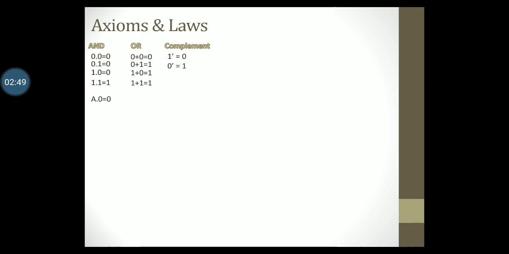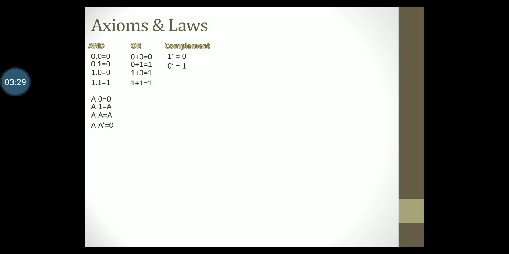The AND laws state that a dot 0 is equal to 0, that is, anything ANDed with 0 is a 0. Similarly, a dot 1 is equal to a. That is, anything ANDed with 1 is a itself. A dot a is equal to a. That is, a ANDed with itself is a. And similarly, a dot a dash is equal to 0. That is, a ANDed with its complement gives you 0.